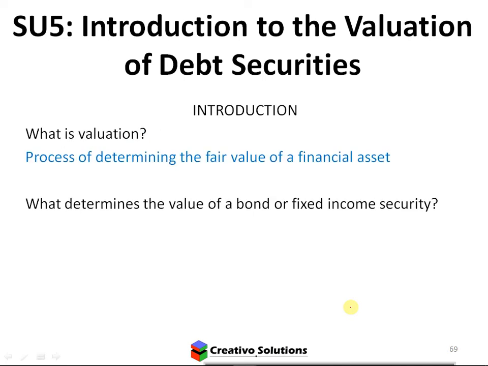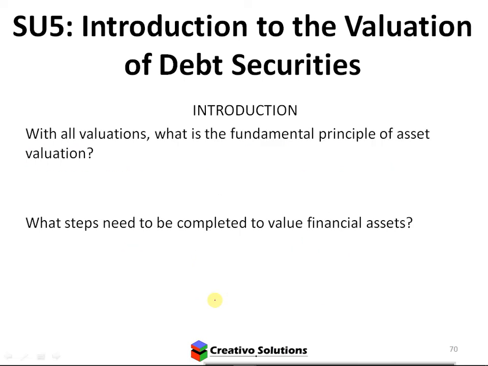Valuation is determining value. We spoke about that. What is something worth? What determines the bond price? We'll see it just now. It's all the variables: the N, the I, the payment, the FV. Solve for PV. So with all valuations, what is the fundamental principle with asset valuation? What do we always need to do? We need to determine if we're going to buy or if we're going to sell.